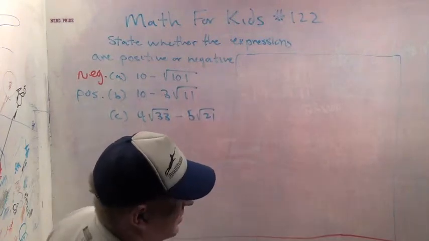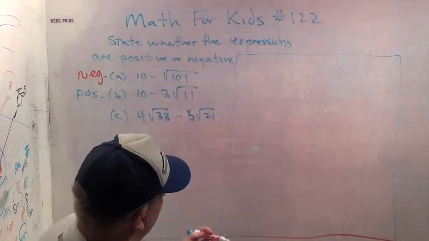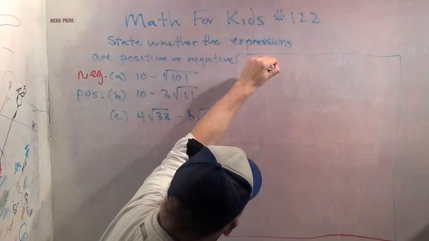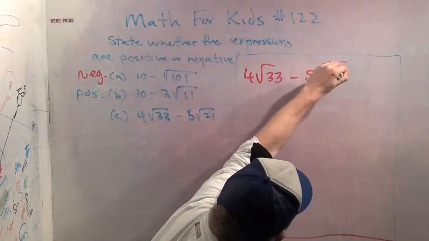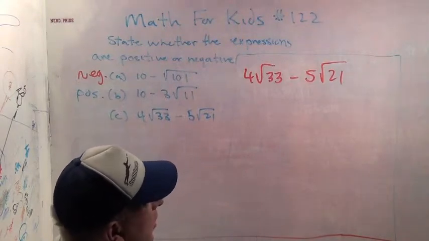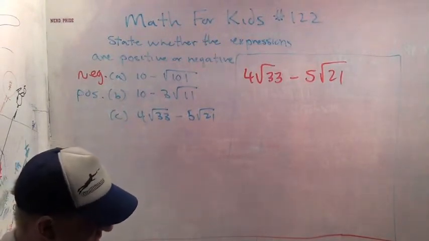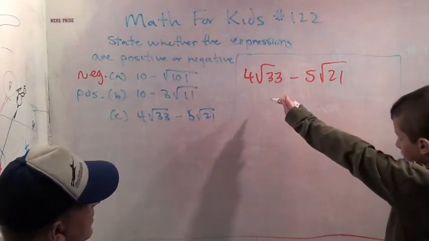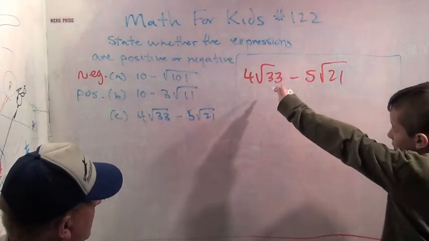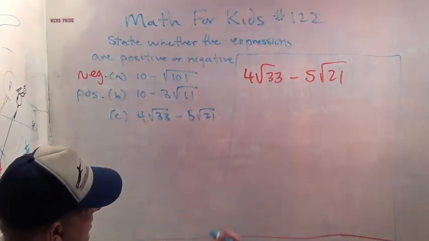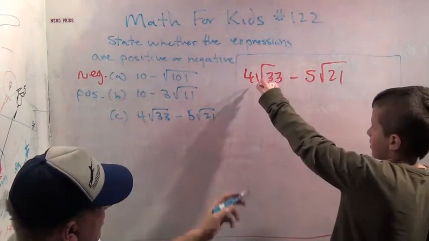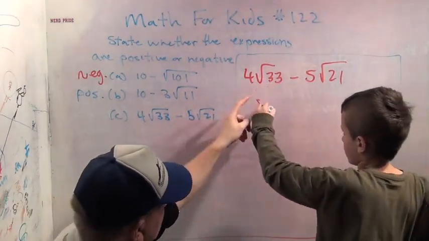And the last one, here, let me get the marker to write it down. 4 times the square root of 33 minus 5 times the square root of 21. Is this positive or is it negative? Well, I want to get this to be 1 square root, and this is going to be 1 square root. So how are you going to simplify 4 times? This is 16. Here, let me write.